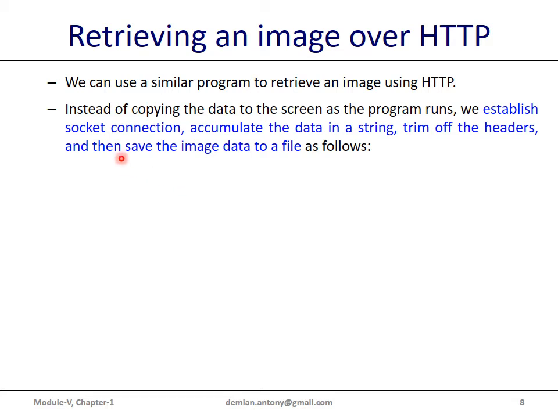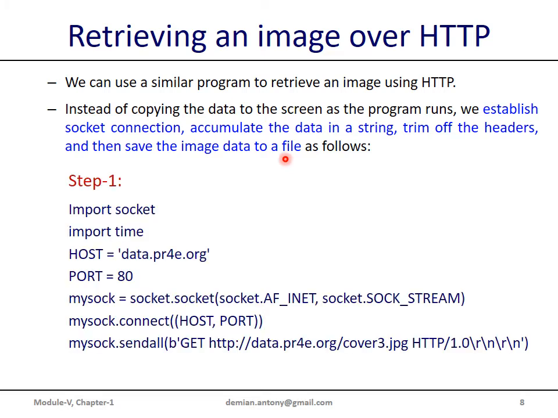Then finally, whatever remaining data is found in the string which contains all the accumulated received data, excluding the headers and the blank line, we need to save in a file. That means we need to create one more file in write mode, and then we have to transfer the contents of the string. So this is the first step.